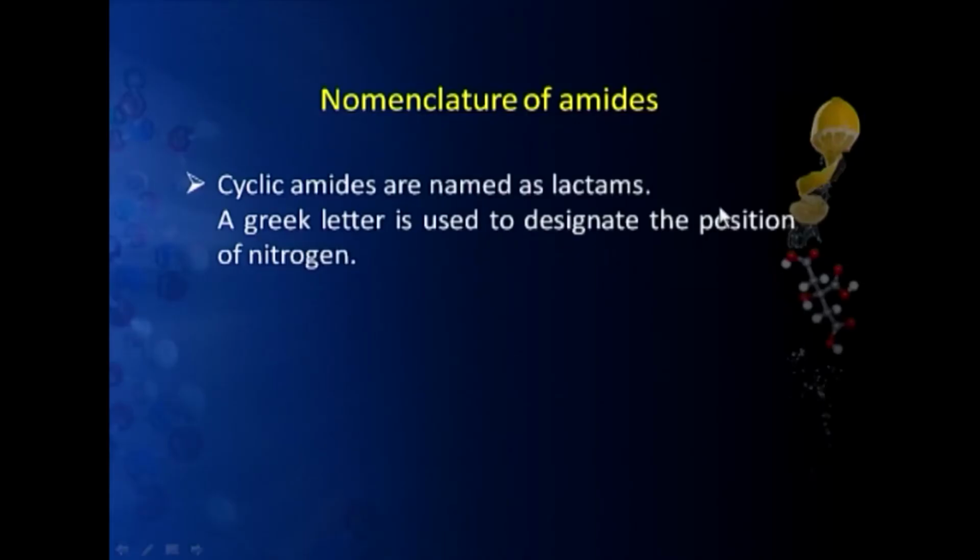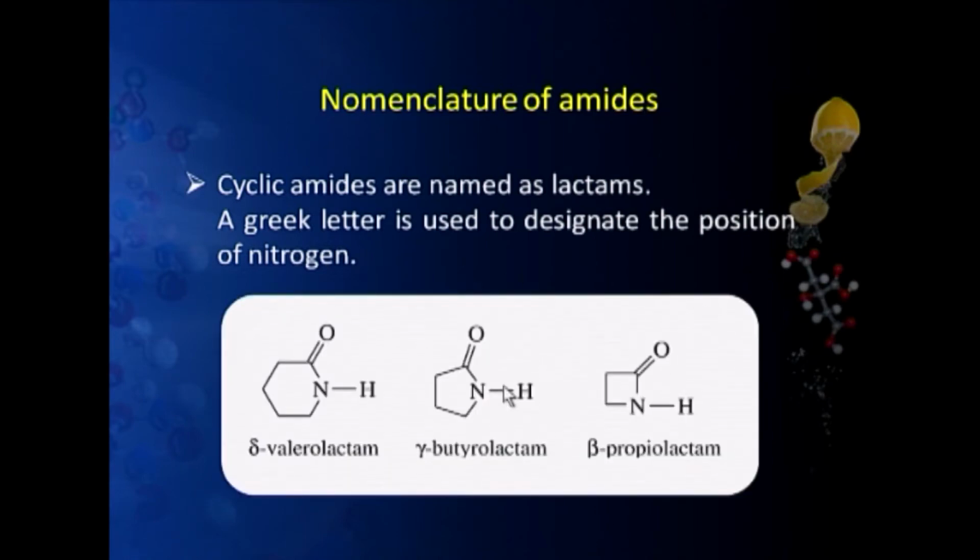Then cyclic amides are also there, because there is a possibility that we may get an amide from such an acid which has an amino group substituted in the chain itself, and that amino group may combine with the same acid to give the amide like this. This can be a 3 carbon acid carrying an amino group which is cyclized here, a 4 carbon acid, or a 5 carbon acid.